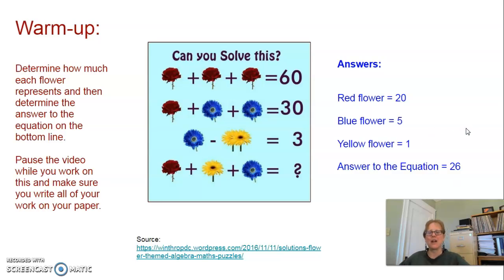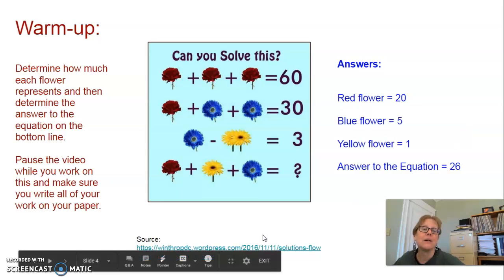Let's move on to the actual lesson now. I did want to say this: here is where I got these. There's the website. There are tons of these on the internet. If you like this type of thing, just look up visual algebra problems to solve. Tons of fun stuff.